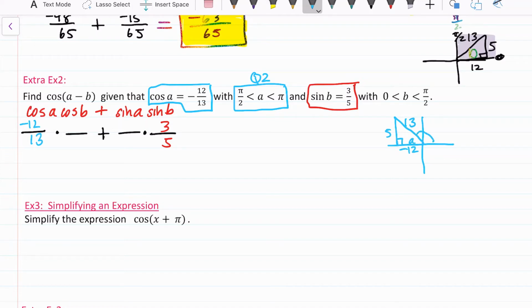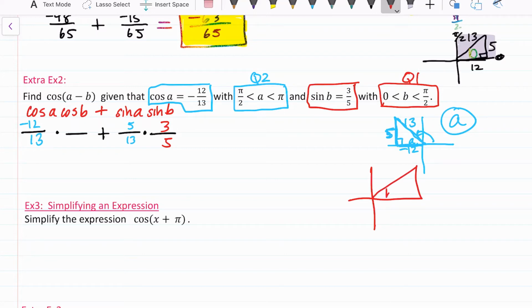Again, this is A. That means cosine is negative 12/13, and for sine it's 5. Make sure you indicate which one's A and which one's B. This is angle A here. For angle B, this is quadrant 1. So for angle B, I am in quadrant 1, and it's 3/5 for sine. Using Pythagorean theorem, that means the x value is 4, which means cosine is 4/5.